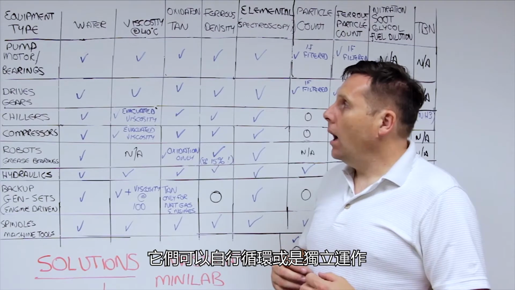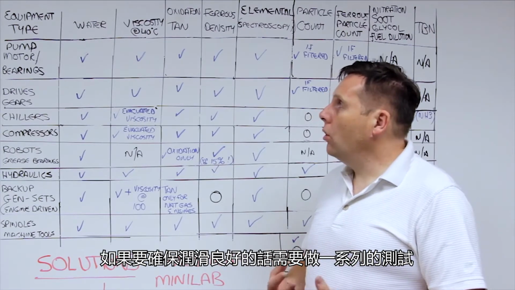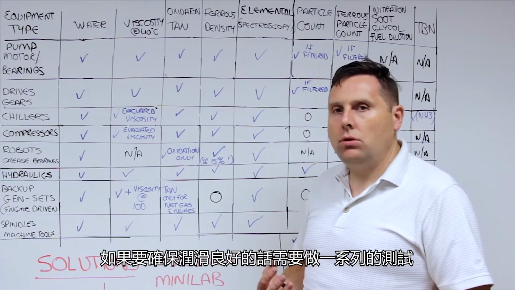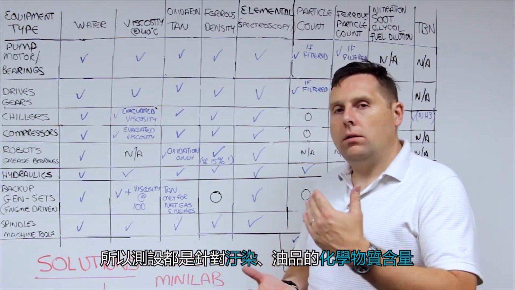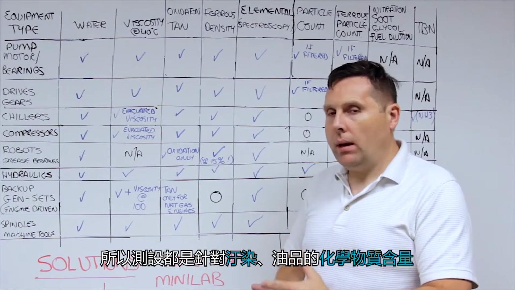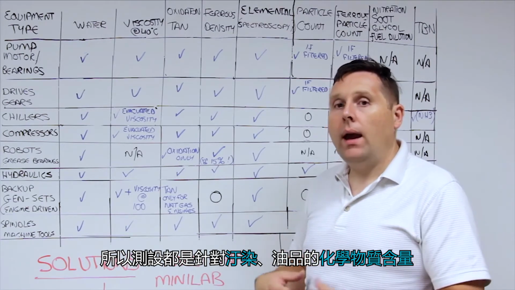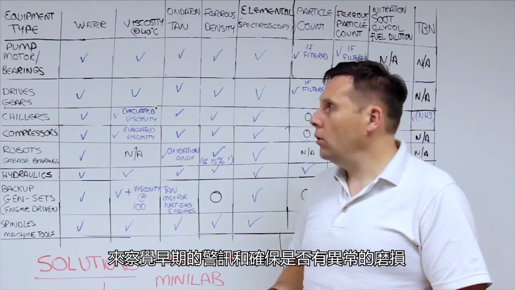If they're oil lubricated, you're going to have a series of tests that you need to do. All of these tests are designed, again, as we said earlier, to look for contamination, to look at the chemistry of the fluid to see if it's okay, and to catch any advance warning of abnormal wear.